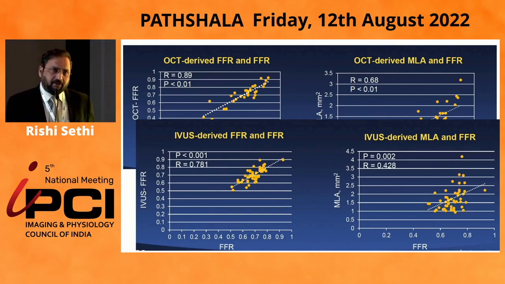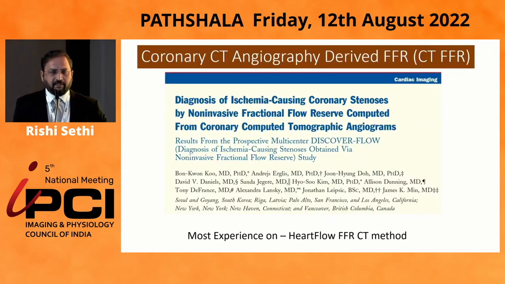Now, apart from intravascular imaging, we have other imaging modalities that can predict physiology, and one of them is the CT coronary angiogram. This was the first paper, the landmark paper published in 2011 by Dr. Koo et al., the DISCOVER-FLOW study, which set the ball rolling for the CT-FFR findings.